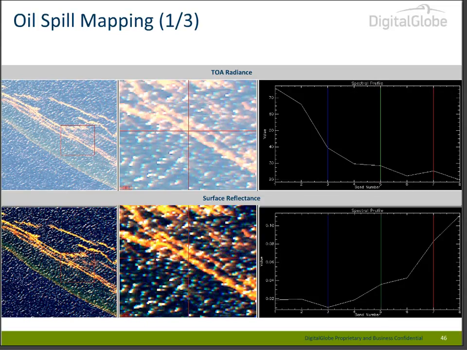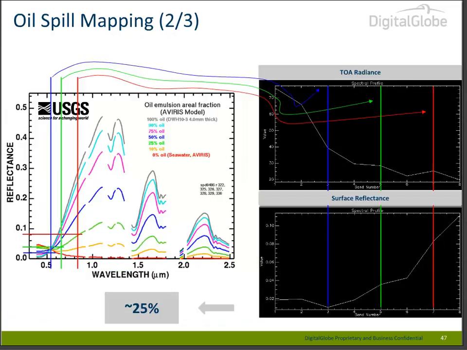Another example I want to bring up is oil spill mapping. In particular, this was an example from the oil spill over the Gulf of Mexico a few years ago. What you can notice is that the top of the atmosphere radiance seems to have a trend that's completely different from the surface reflectance. In particular, this is decreasing with wavelength, whereas this is increasing. So which one is correct?